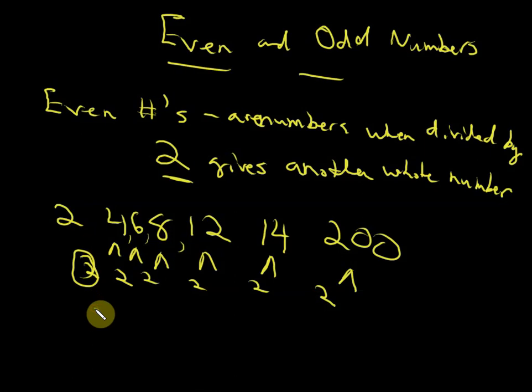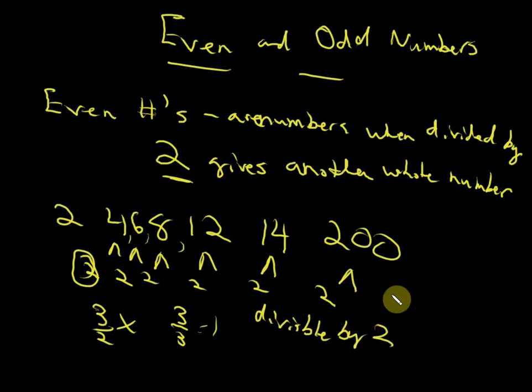But if we try to do 3 and divide that by 2, we don't get a whole number. But if we divide 3 by itself, 3, we get a whole number. So basically, in order to remember what an even number is, it's divisible by 2.